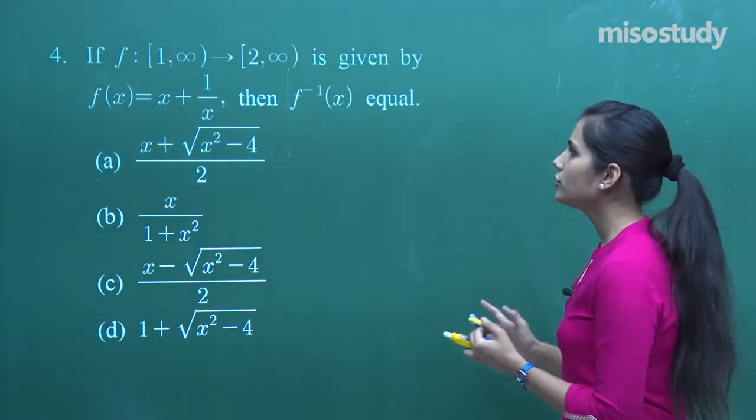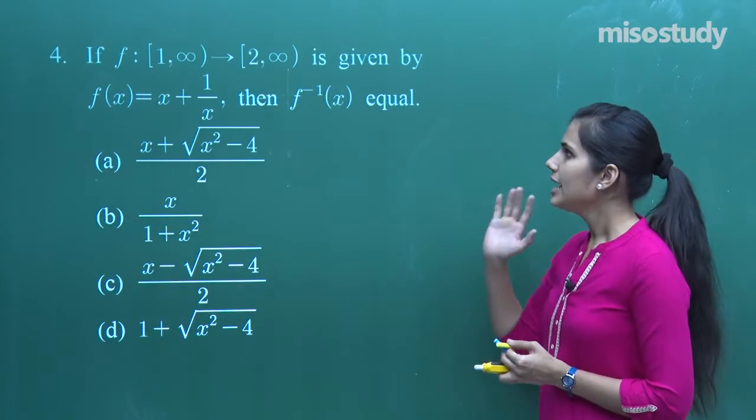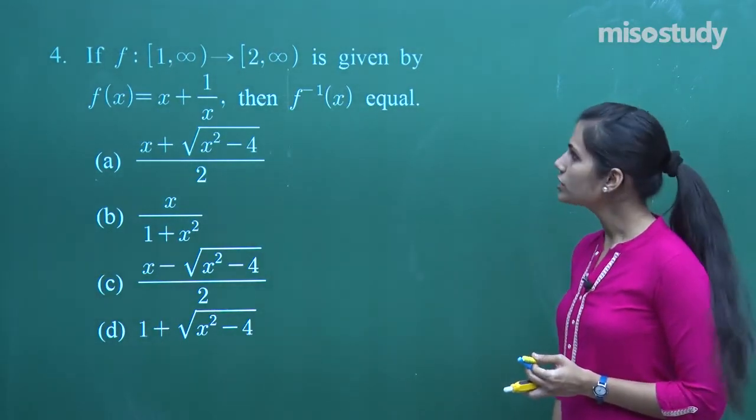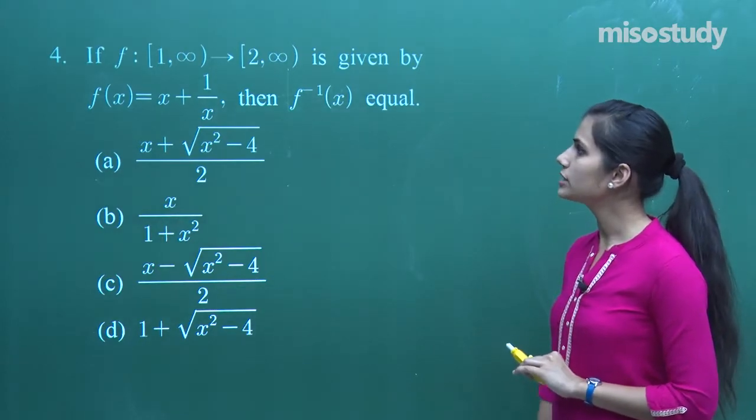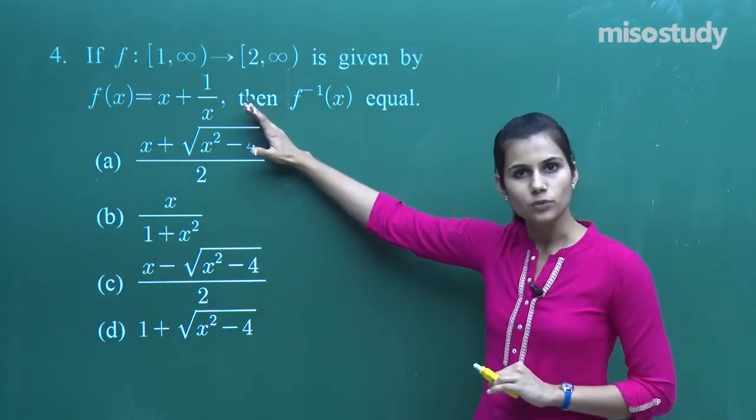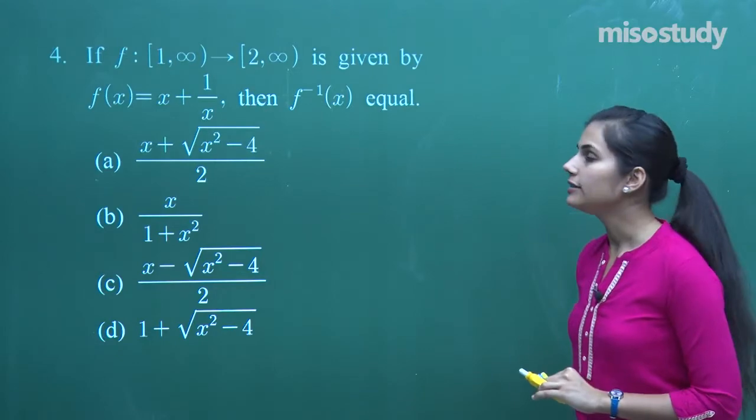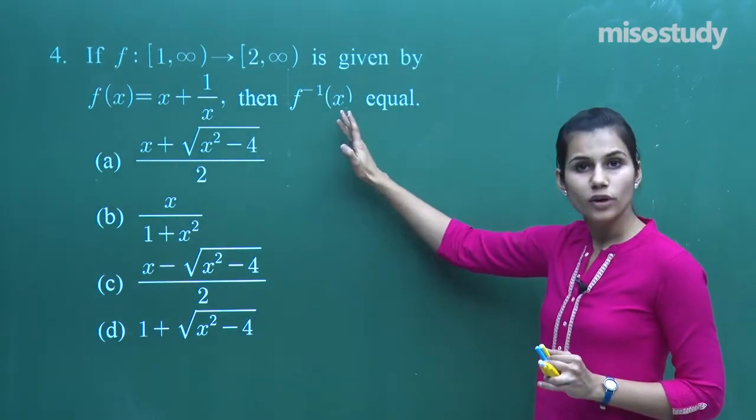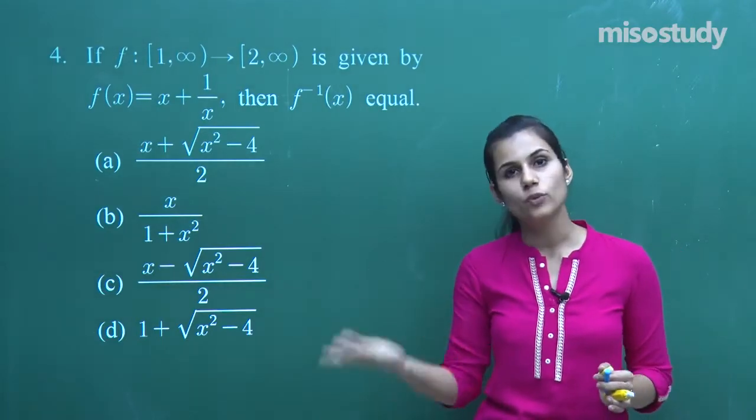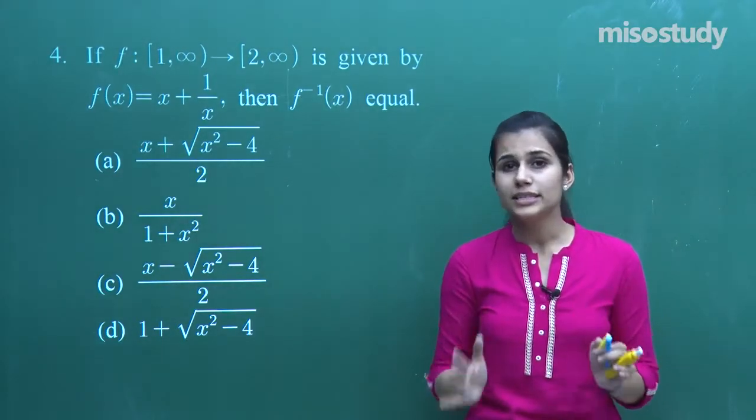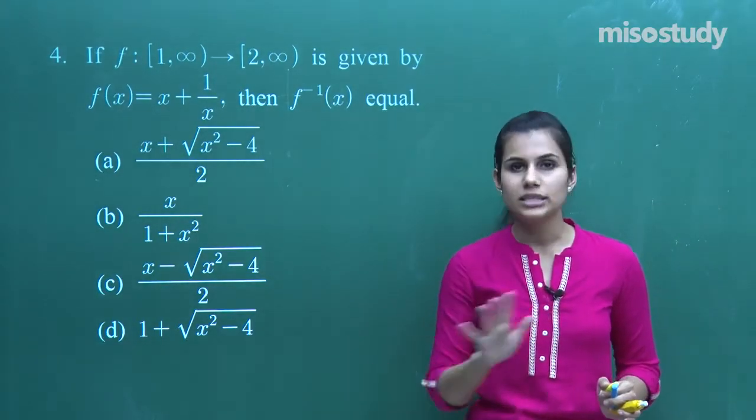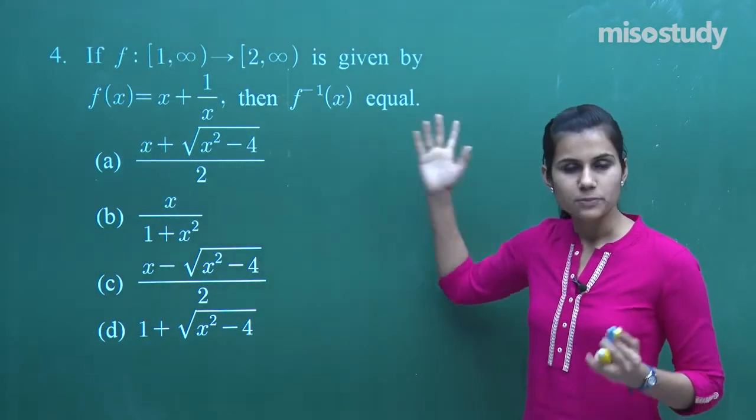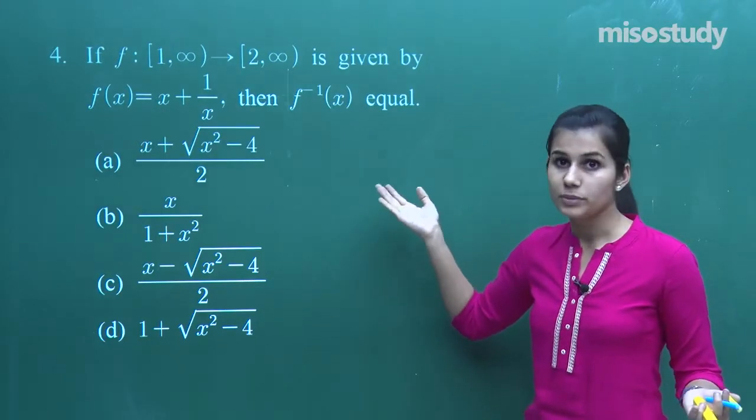Okay, so the fourth question again deals with functions. It says f is a function from the closed interval [1, ∞) to the closed interval [2, ∞), given by the formula f(x) = x + 1/x. Then what is the inverse of f? Now, if the function is asking you for the inverse, it is assuming that the function is one-one and onto. So you don't need to sit and check whether your function is injective and surjective or not. Just directly focus on finding f inverse by your basic algorithm, which you all would be aware of.